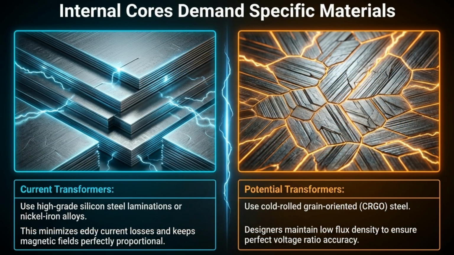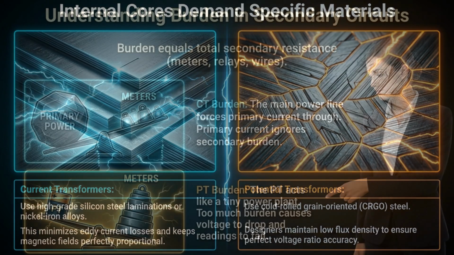Internal cores demand specific materials. Current transformers use high-grade silicon steel laminations or nickel-iron alloys to minimize eddy current losses. Potential transformers use cold-rolled grain-oriented steel to maintain low flux density and ensure perfect voltage ratio accuracy.